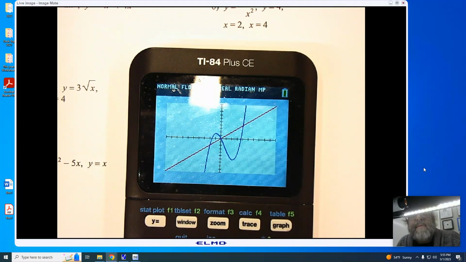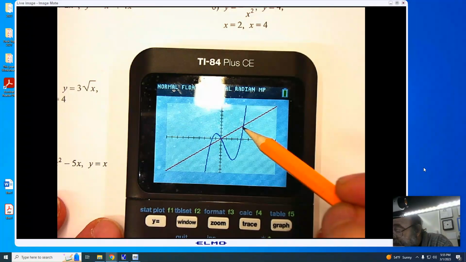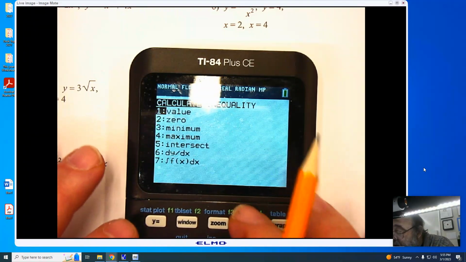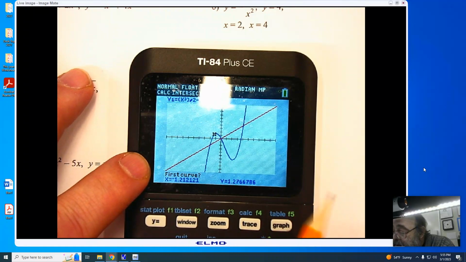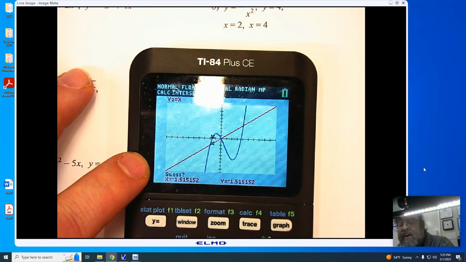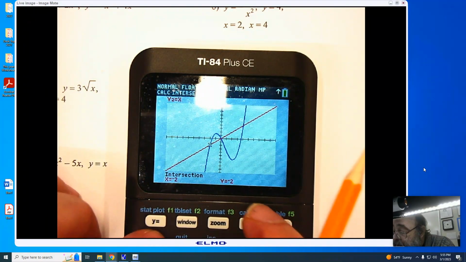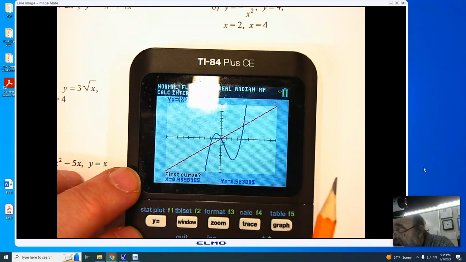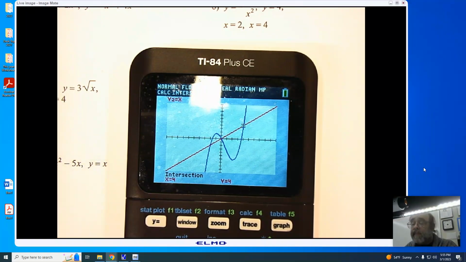And as we look at our graph, you'll notice negative 2, 0, and 4 are our endpoints. So we're going to need to just make sure about that. So I'm going to do second trace, find my intersection 5, and move closer to it so that I can go enter, enter, enter, and I find that it is indeed negative 2. I'm then going to repeat the same process, finding the intersection. We already know we have the 0, 0, so I'm not going to bother with that one. And you'll notice the second intersection is 4.